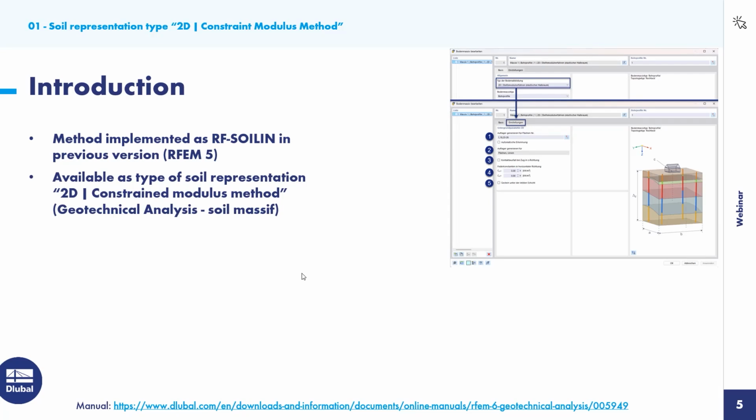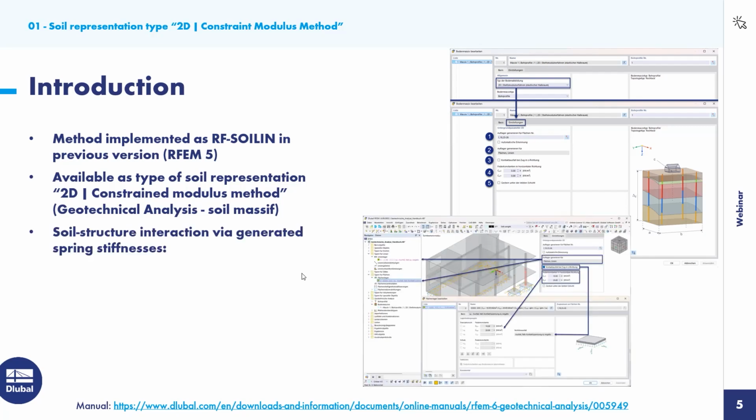Therefore, you have to activate the geotechnical analysis add-on and select a soil massive. Afterwards, the soil-structure interaction can be handled via generated spring stiffnesses. They depend on the soil properties, such as the layers and material, as well as the load and the foundation geometry.